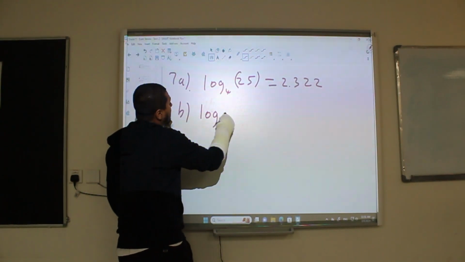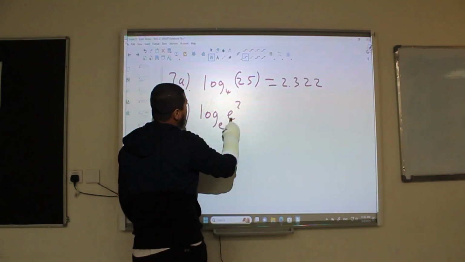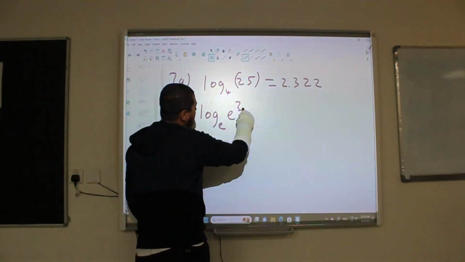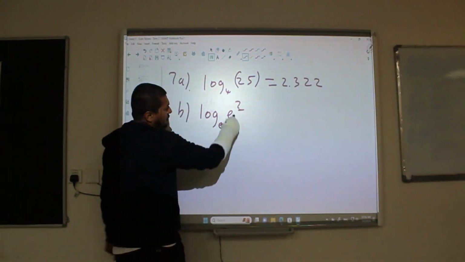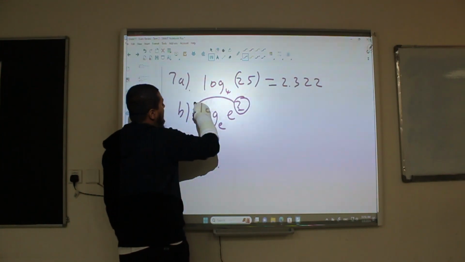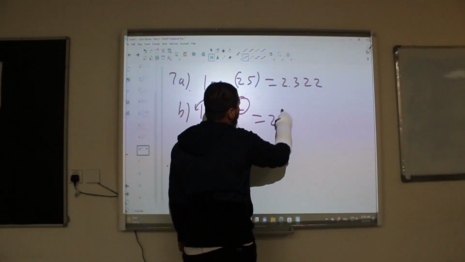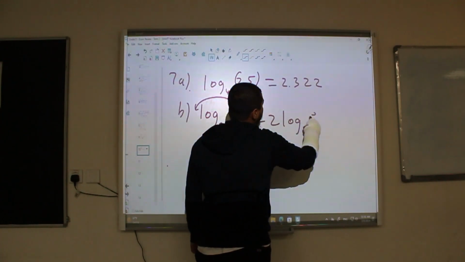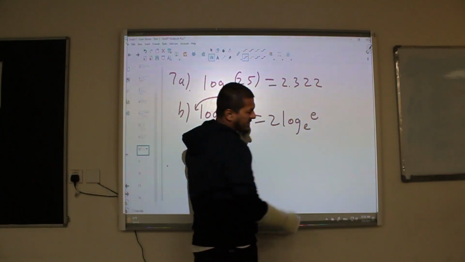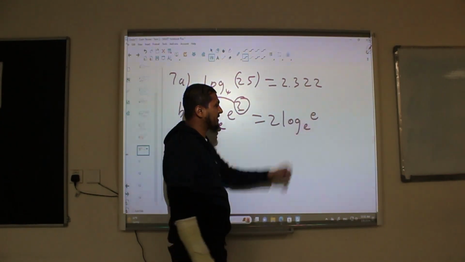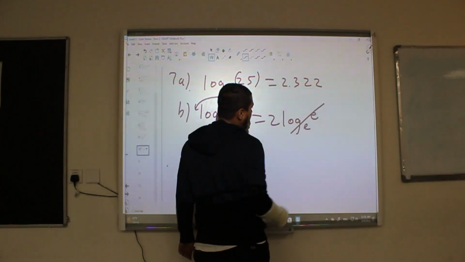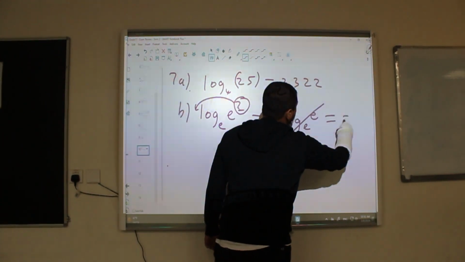We have log e squared base e. You can type this on the calculator as is, or if you know the rules, you can bring the 2 to the front, right? So we have 2 log e base e. We know log e base e cancels out, becomes 1, so my answer is 2.